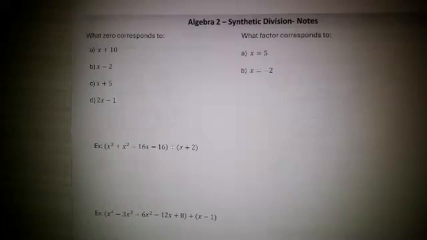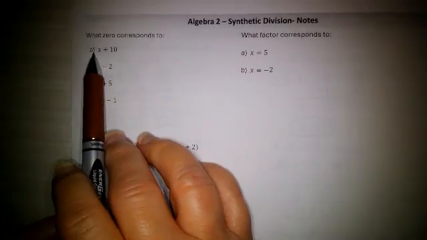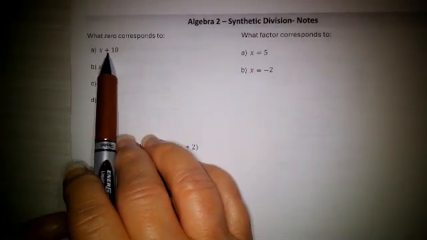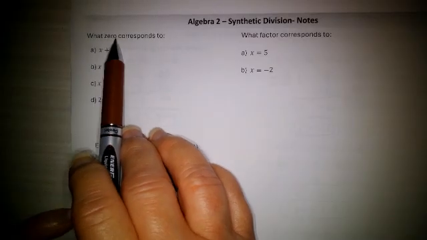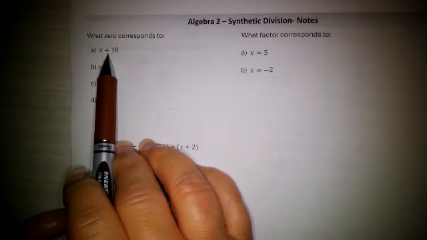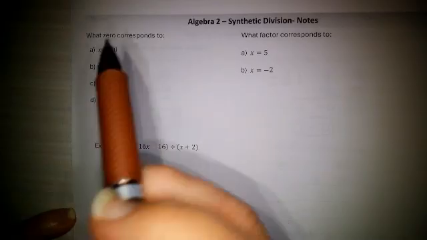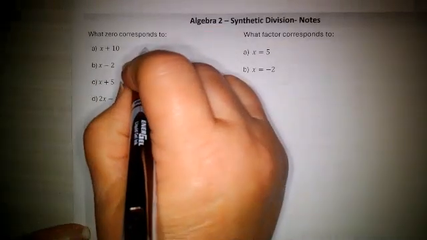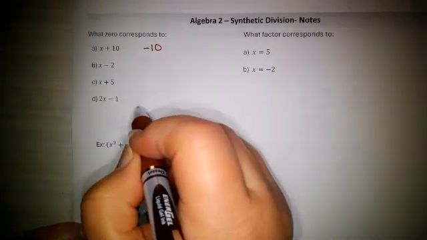So if you remember how much fun we had doing long division, that was a lot of work. Synthetic division makes that so much easier. So let's talk first. If I gave you a factor of x plus 10, what is the zero for that? In other words, what value of x would make it equal 0? You'd probably say negative 10.